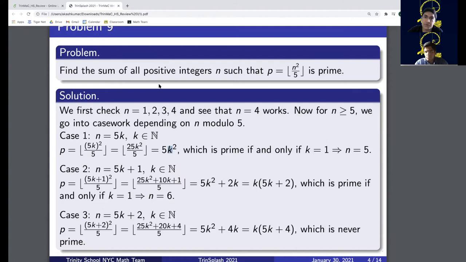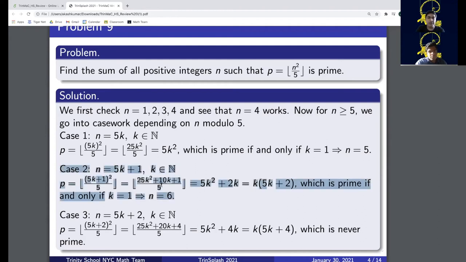Which goes to show you that n equals 5 is a solution, which someone in the chat said before. But not only do we know that 5 is a solution, we now know that for all multiples of 5, the only one that works is 5. And likewise, we're going to do similar logic here.